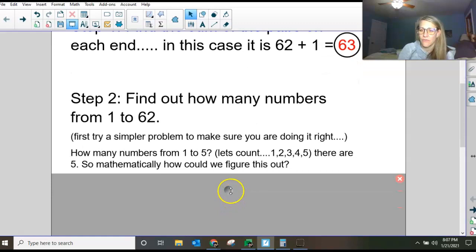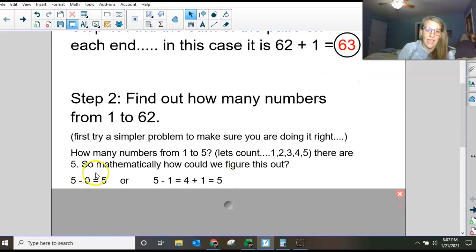So mathematically, how could we figure that out? Well, if I take 5, take away 0, 0 is 1 less than 1, so if I take 5 minus 0, I get 5. Another way to think about that, which is one of the methods that was shown in the other video, is you take 5 minus 1, your endpoints, and then you add back the 1. Because you're actually finding the distance between those, and so you're not really counting that first value, so we have to add it back on. So you end up with 5. So a couple of different ways to look at that.